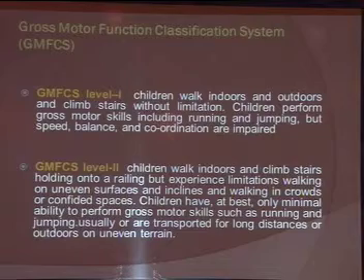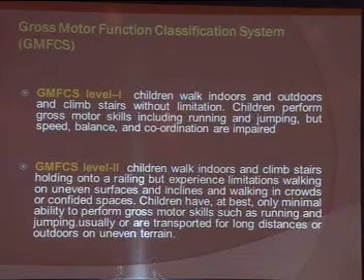The Gross Motor Function Classification has five levels. In level 1, children walk indoors and outdoors and climb stairs without limitation. Children perform gross motor skills including running and jumping, but speed, balance and coordination are impaired. In level 2, children walk indoors and climb stairs holding a railing, but experience limitation walking on uneven surfaces and inclines, and walking in crowds or confined spaces.